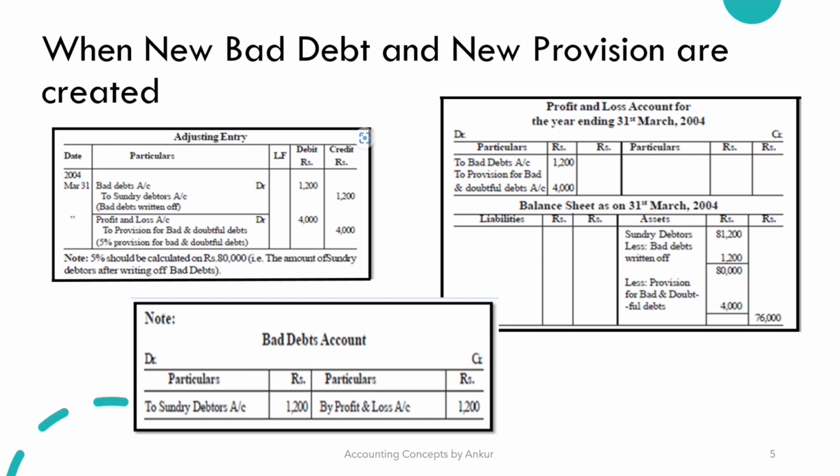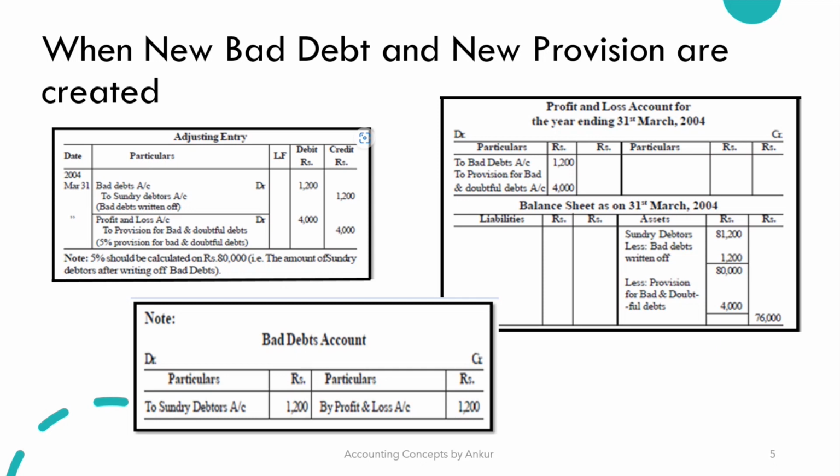Since bad debt is a loss, and as per golden rules, losses are debited, so bad debt account debit to sundry debtors account. And the second journal entry is for creating the new provision, which we already saw in the previous scenario. Profit and loss account debit to provision for bad and doubtful debts.